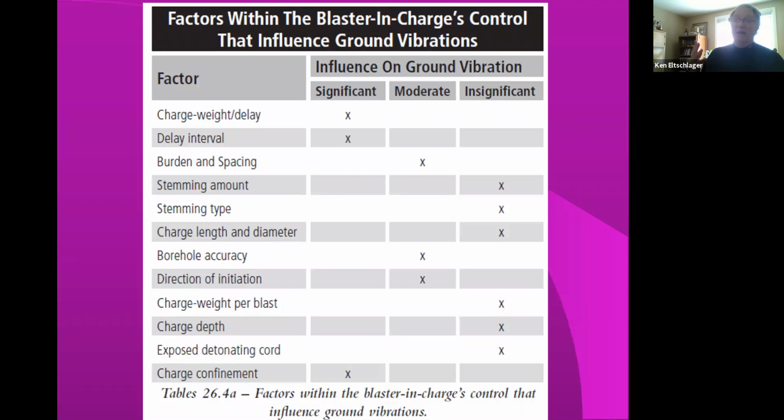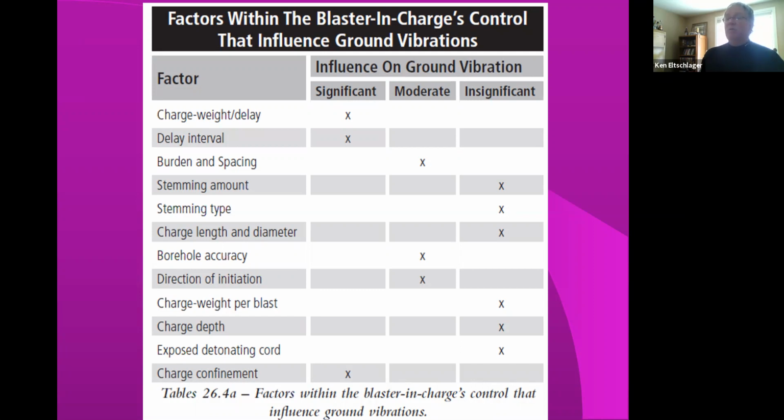What are some of the things that the blaster does have in their control? This little chart gives a good idea of the things that they can significantly consider when controlling ground vibrations, and others that aren't so significant. What are the 3 primary ones? Charge weight per delay, delay interval. The charges need to go off far enough apart that energy doesn't couple together and then create a larger wave, and then charge confinement down below. Those are the 3 items that are critical that the blaster needs to evaluate.